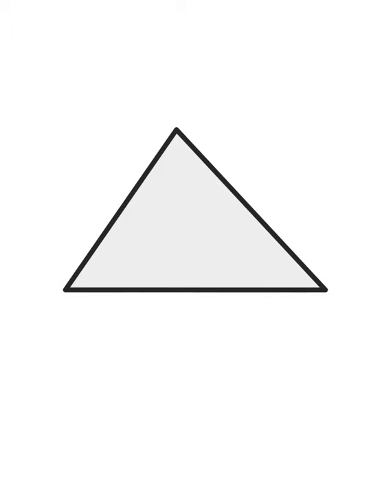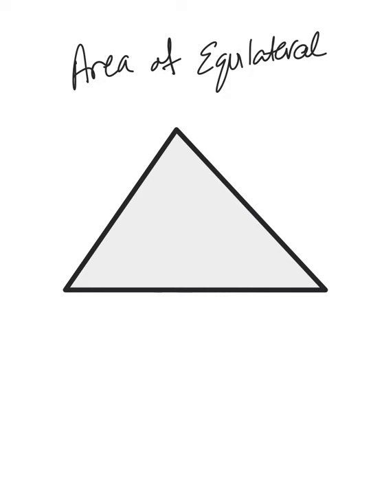All right, guys, we're going to talk about how to figure out the area of an equilateral triangle. Now, remember, an equilateral triangle means that all the sides are the same. So if I said that this was 8 inches, that means this side is 8 inches and this side is 8 inches. They're all equal.